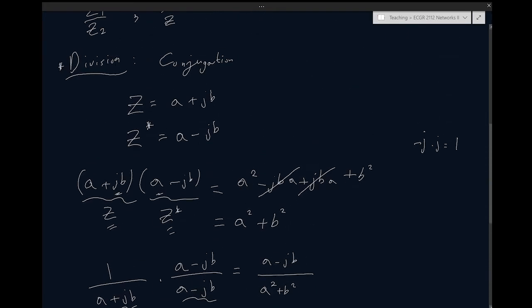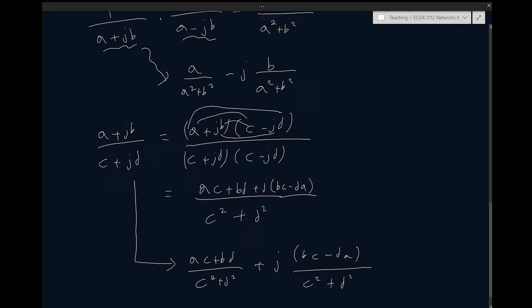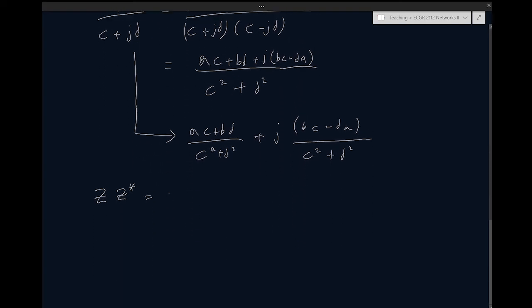There's something curious here. Notice that a complex number multiplied by its conjugate equals a squared plus b squared. Well, let me write it in terms of the real part. Equals the real part of z squared plus the imaginary part of z squared. This has a very suggestive form. What does this remind you of?